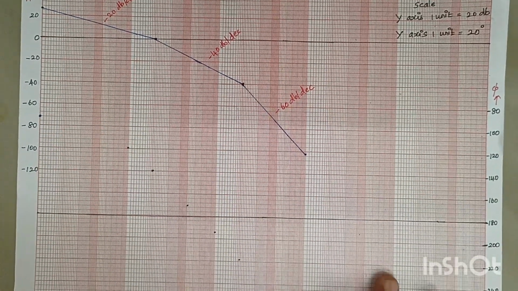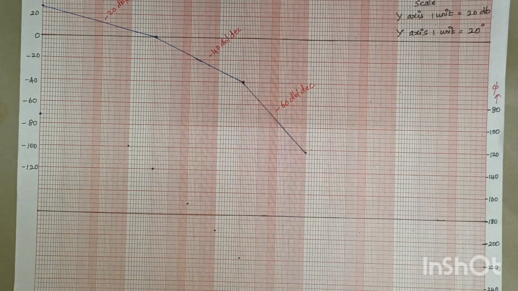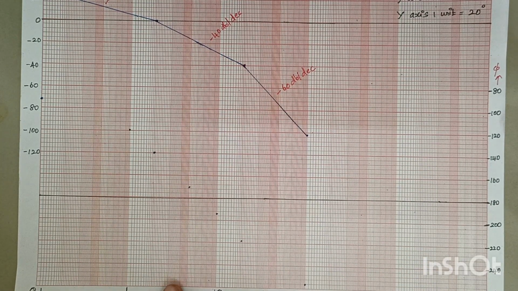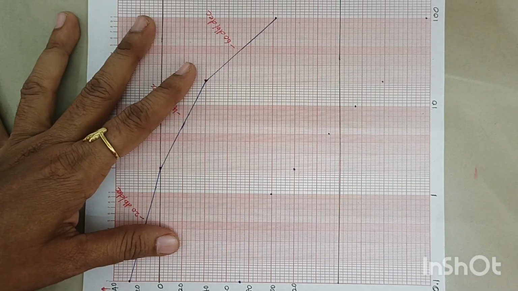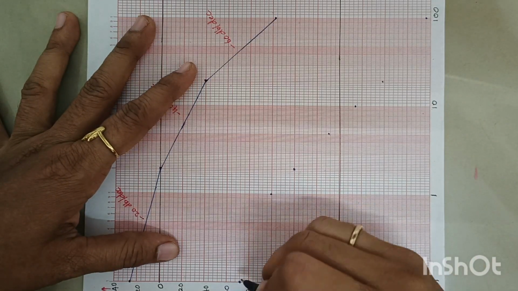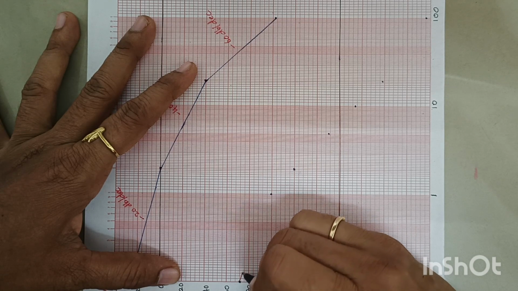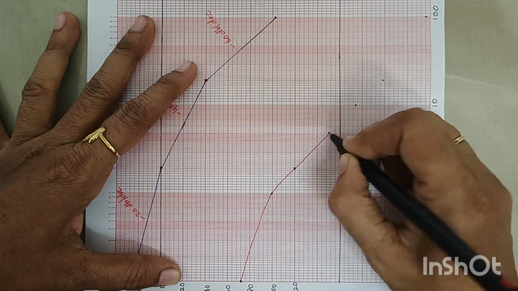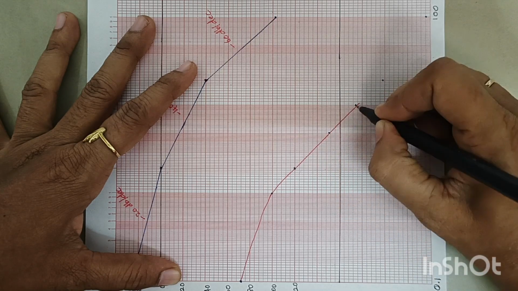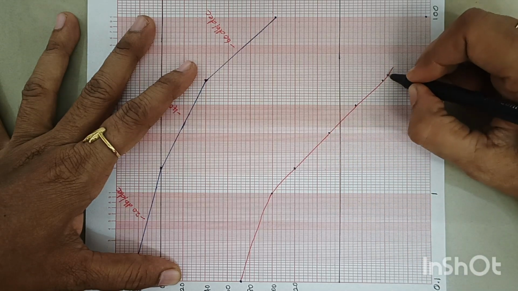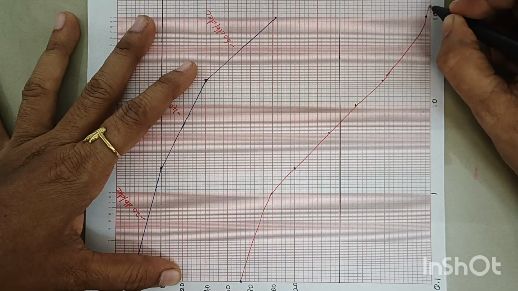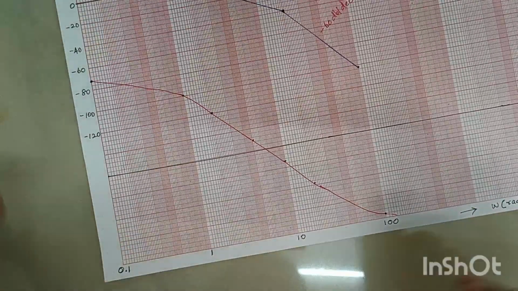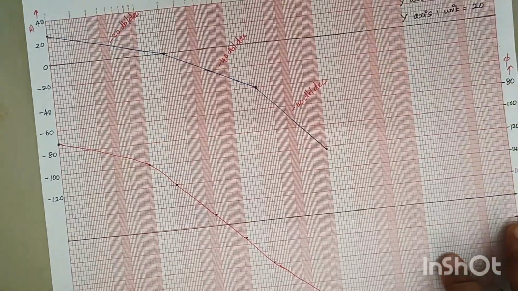So after marking the points, you have to join all these dots by using freehand, right? Let me show you now. I had just inverted the semilog sheet. Just you can join like this. Right. So finally, this is our phase plot, right?